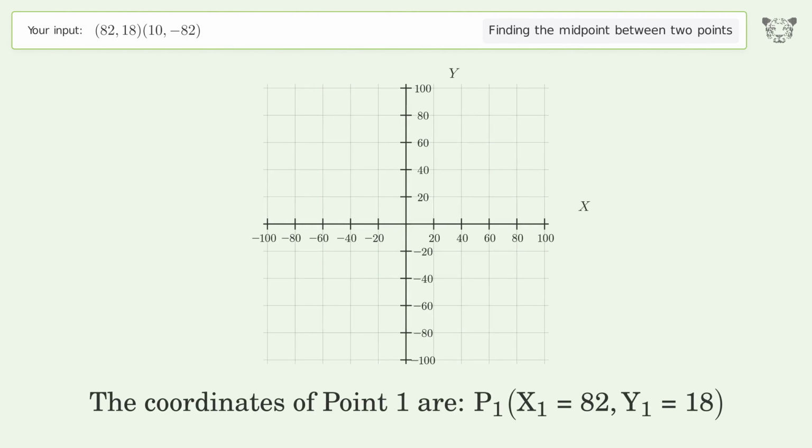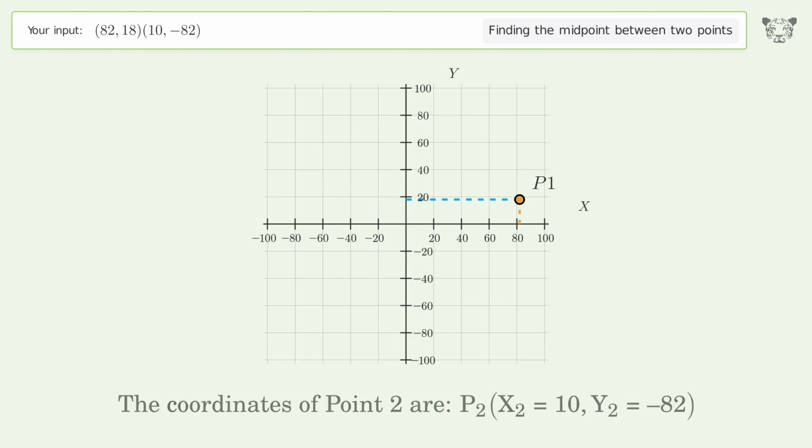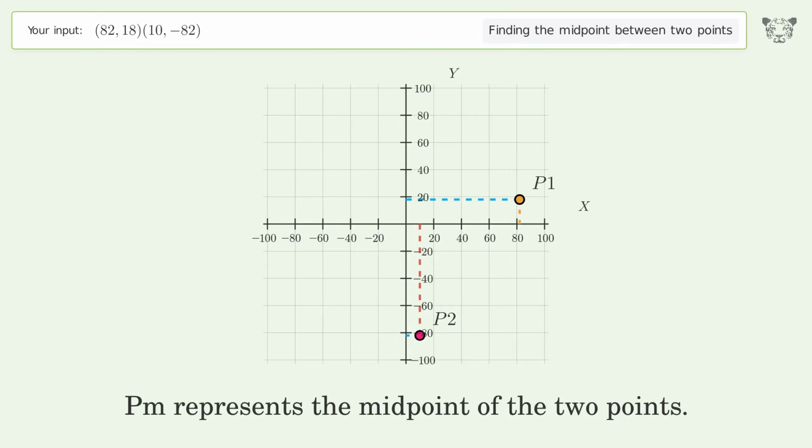The coordinates of point 1 are, x1 equals 82, y1 equals 18. The coordinates of point 2 are, x2 equals 10, y2 equals negative 82. PM represents the midpoint of the 2 points.